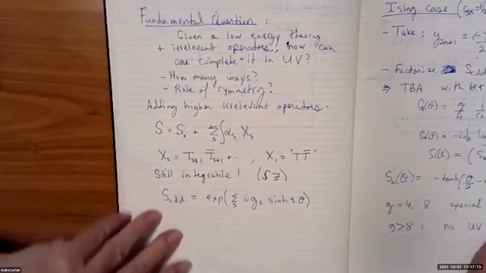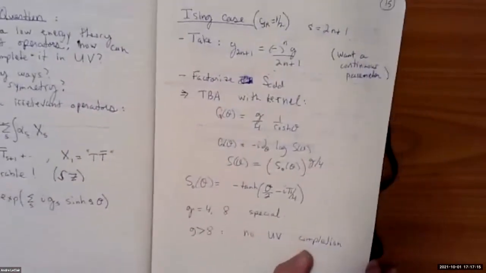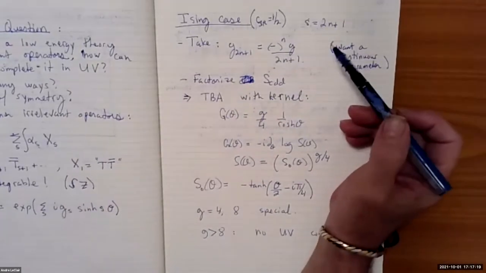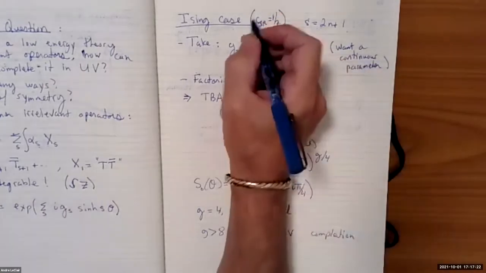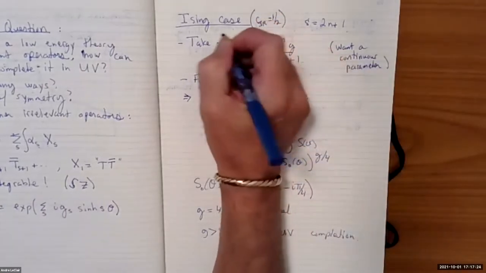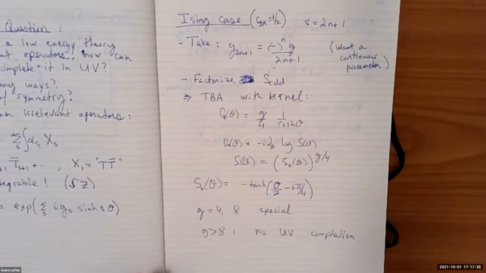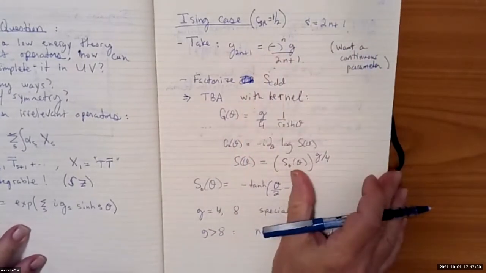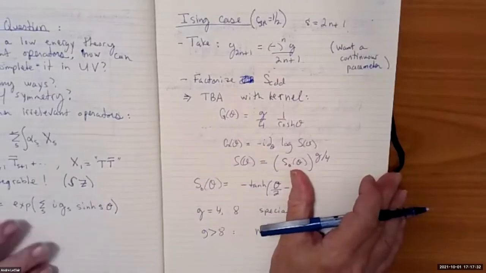And well, this is where this prescription that I came up with was very helpful. So I'm going to get very specific now, look at the Ising case. So the infrared central charge is 1/2.